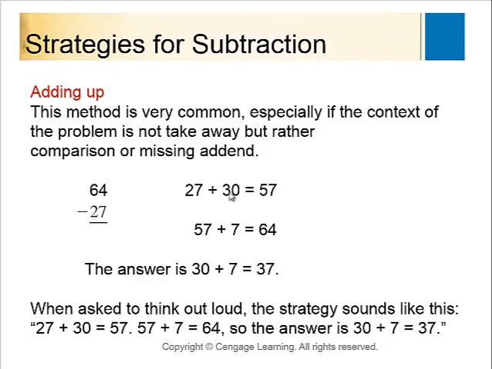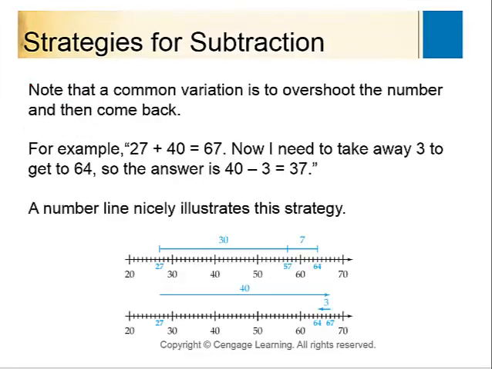So we're sitting here knowing that I've got the 30, and you might want to write the 30 out to the side. And then I say, okay, how do I get from 57 to 64? And that would mean I would need to add 7. So the answer is 30 plus that 7 in order to get to that final number.